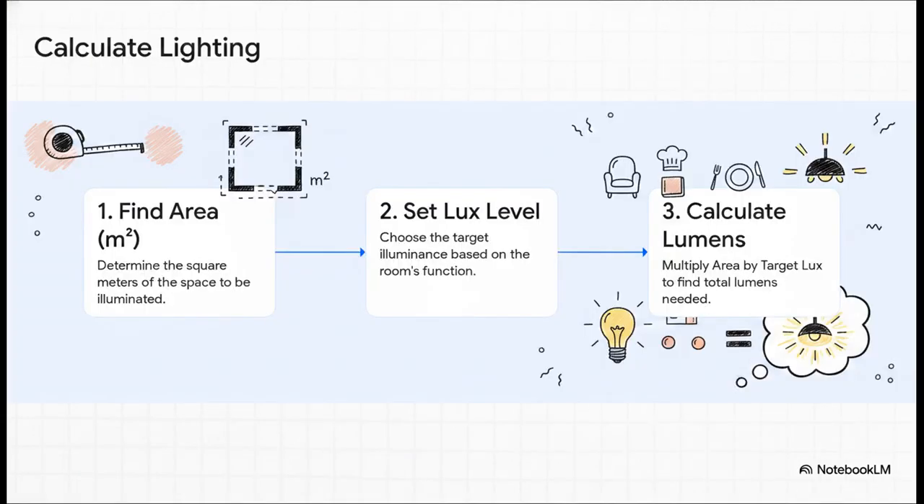That's it. So this gives us a simple 3-step recipe for any space. Step 1, you measure the area of the room in square meters. Easy. Step 2, you decide what the room is for to choose your desired lux level. And step 3, you just multiply those two numbers together. The answer you get is the total lumen output you need from all your light fixtures in that room combined.